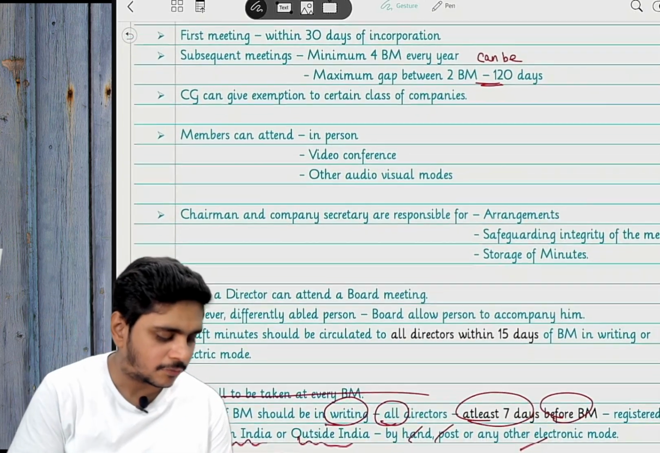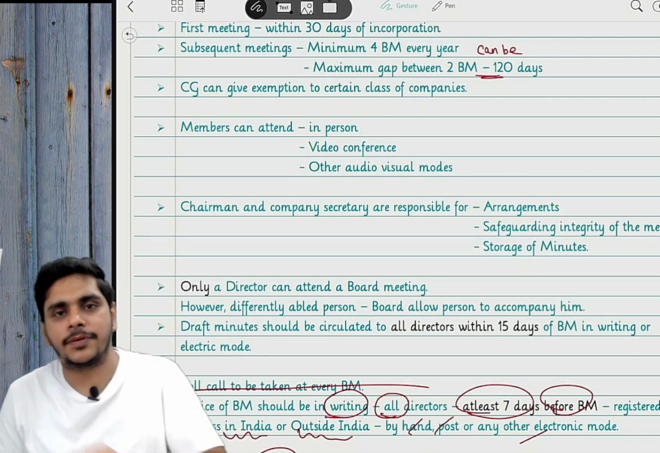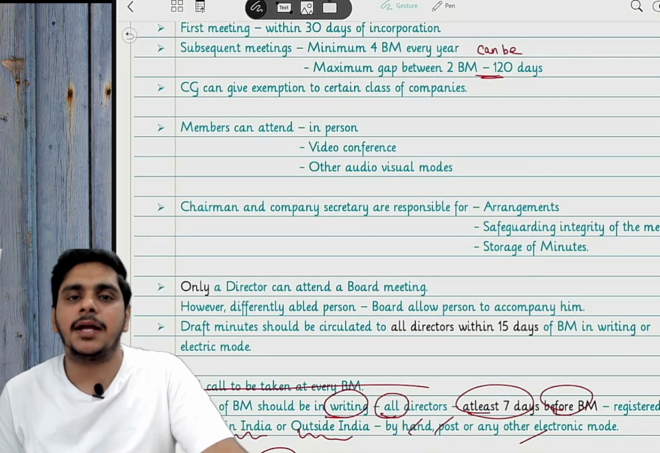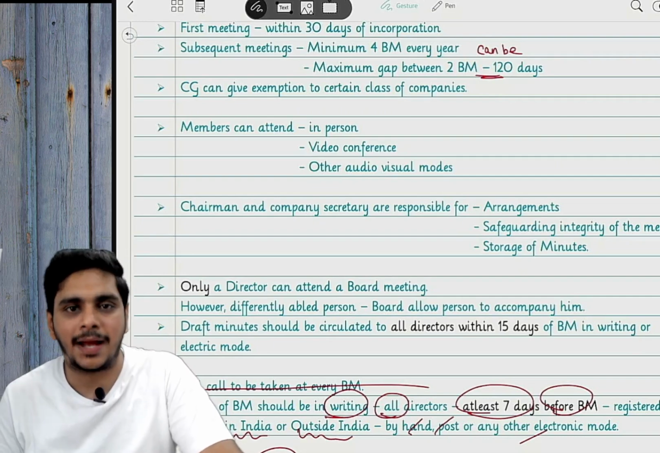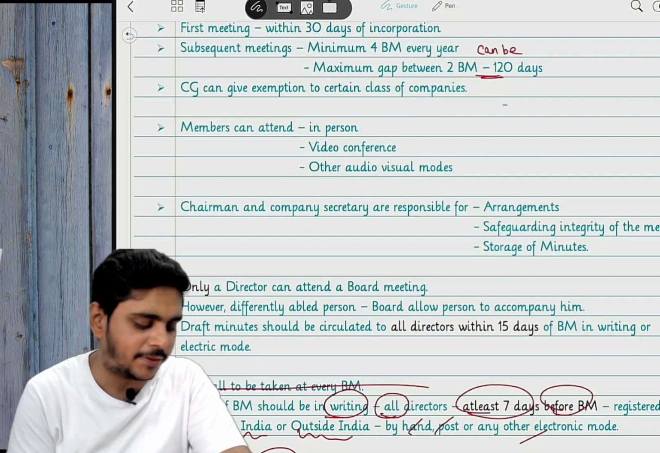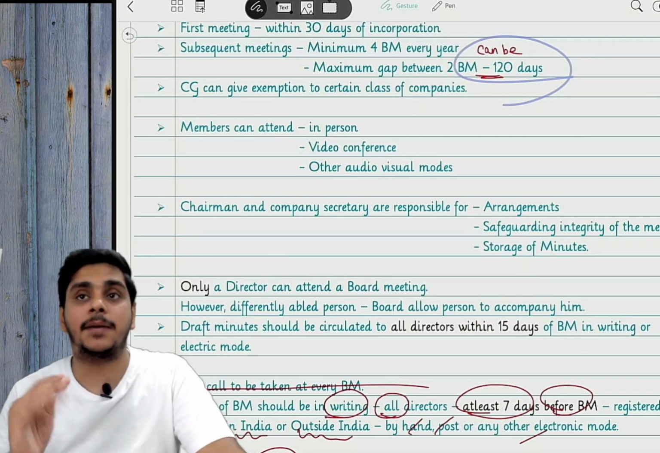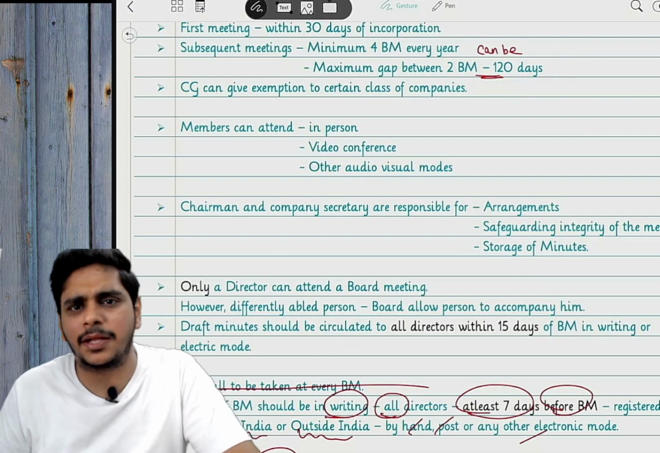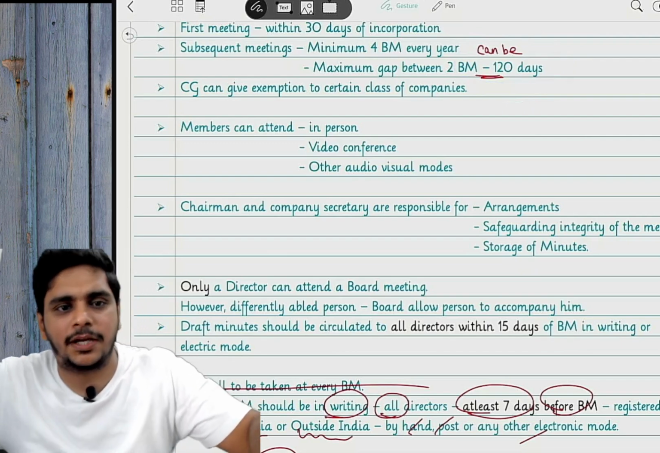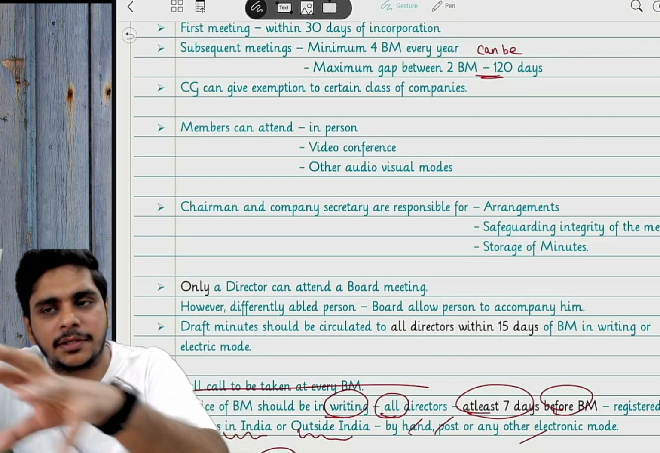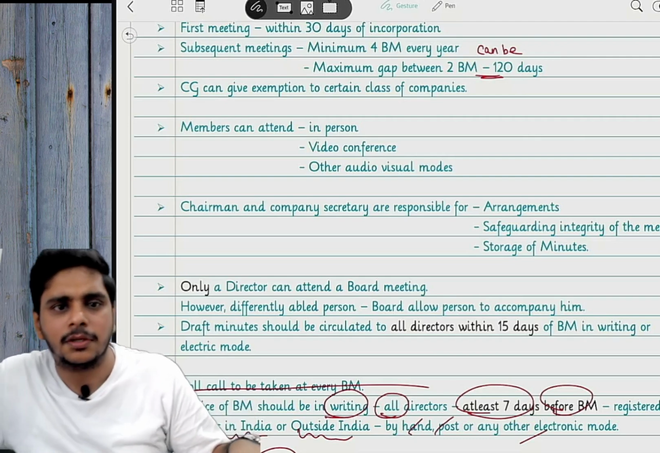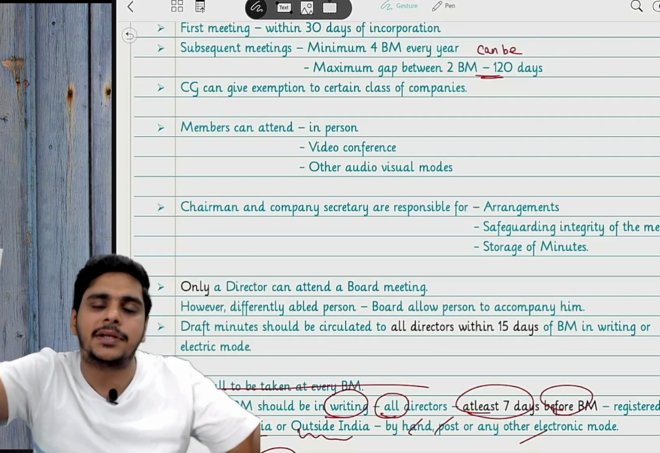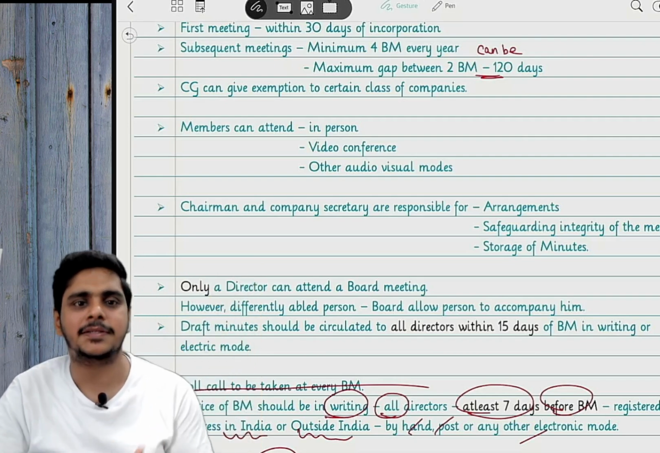A subsequent board meeting: minimum 4 board meetings every year, and the max gap between 2 board meetings can be 120 days. See, I'm not saying a gap has to be there. Gap can be there. Sir, today first we had a meeting, 10th we have a meeting, 20th we have a meeting, 30th we have a board meeting. Good. Because it says max gap can be 120 days. Here we are keeping less gap.